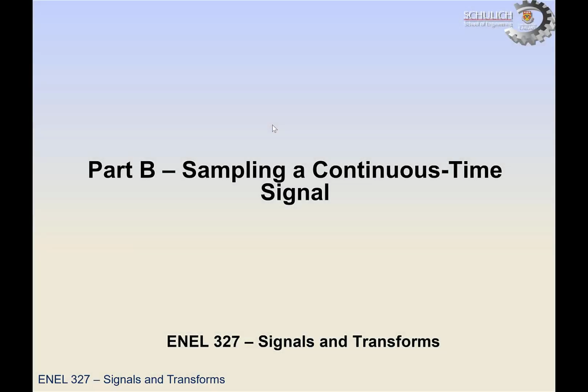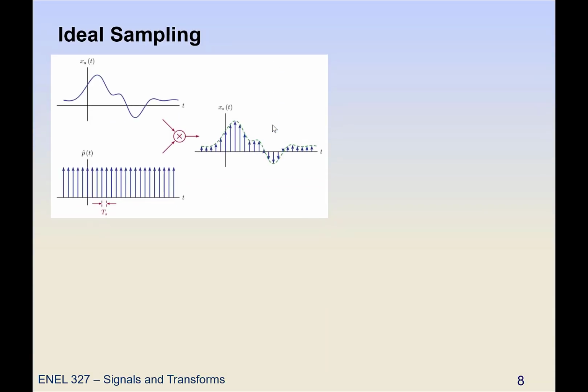So let's first talk about sampling a continuous time signal. The first thing we're going to concentrate on is what's called ideal sampling. Ideally, the mathematical model of what we're doing is we take our original signal and represent our sampling signal as a train of impulses, where the impulses are separated by the sampling period. When you multiply those signals together, you get this set of impulses that takes on the shape of our original signal.